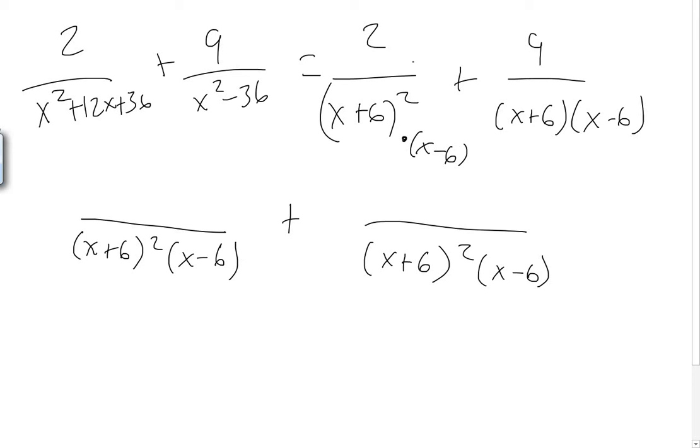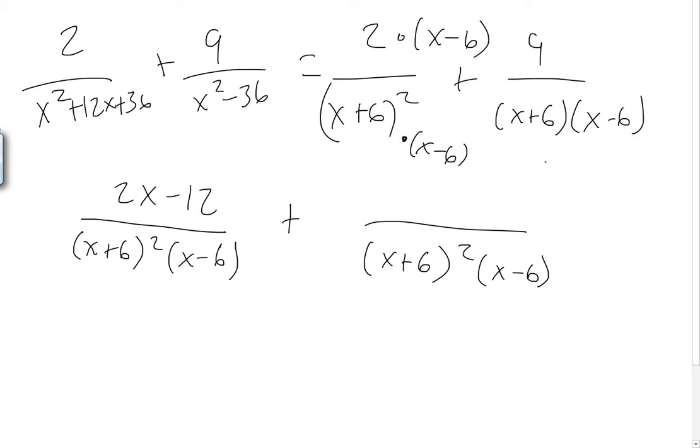I can't just change the bottom though. Whatever I do to the bottom, I also have to do to the top. I should multiply the top by x minus 6 as well, so that I'm left with 2x minus 12 over x plus 6 squared x minus 6.